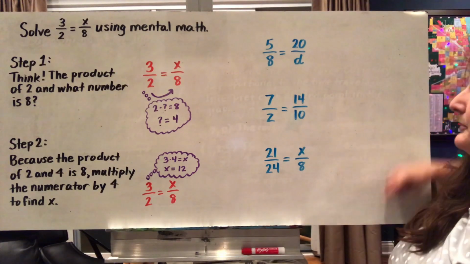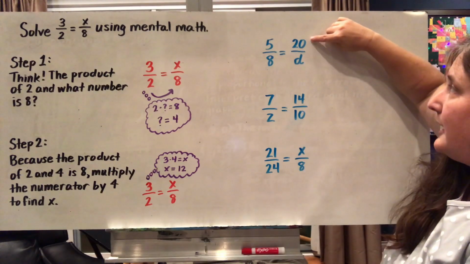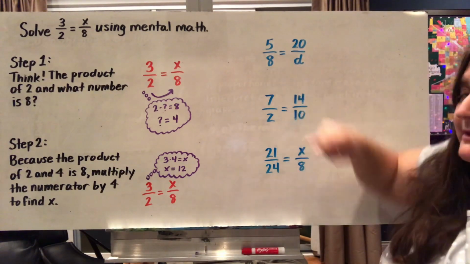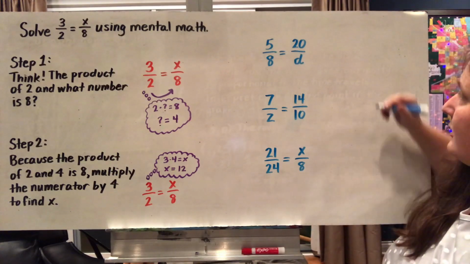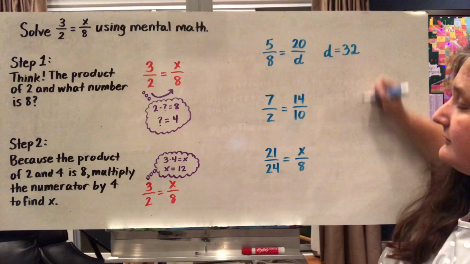First I find the completed one, 5 to 20. To get from 5 to 20, I'm multiplying by 4. So I have to do the same thing on the bottom. 8 times 4 gives me 32. So the value of D is 32.